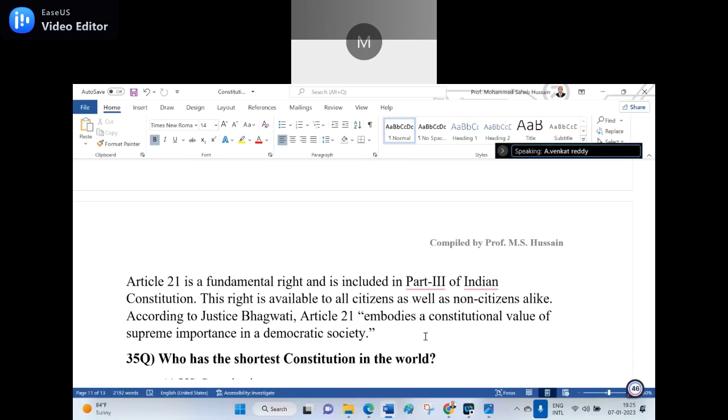Article 21 is a fundamental right and is included in Part 3 of the Indian Constitution. This right is available to all citizens as well as non-citizens alike. According to Justice Bhagwati, Article 21 embodies a constitutional value of supreme importance in a democratic society.